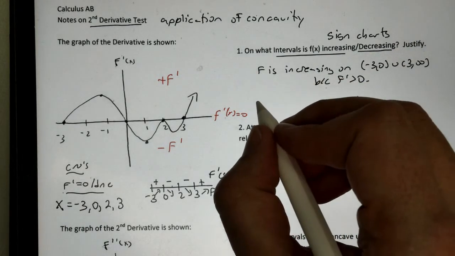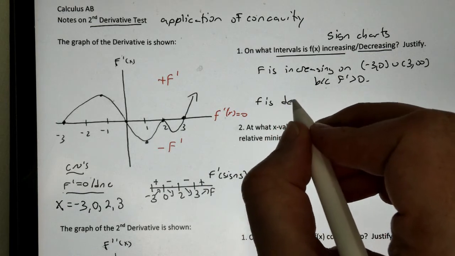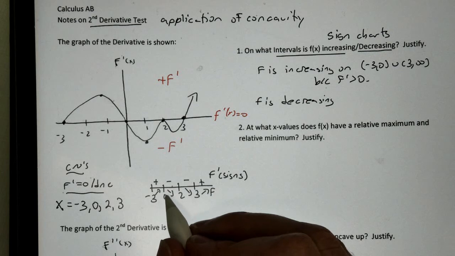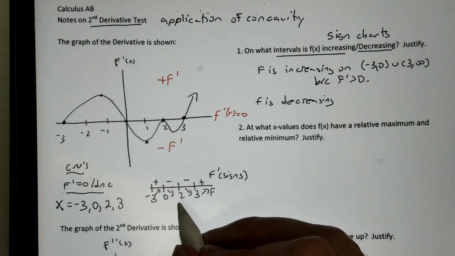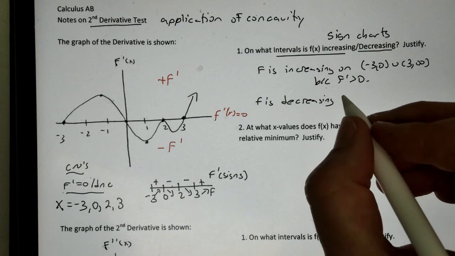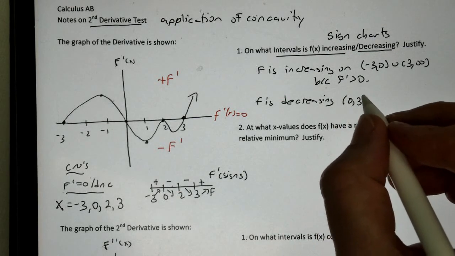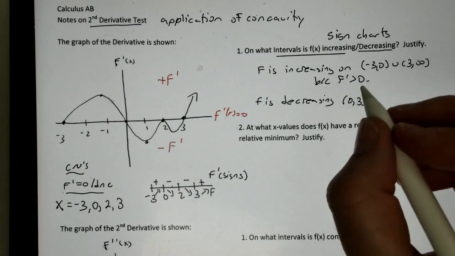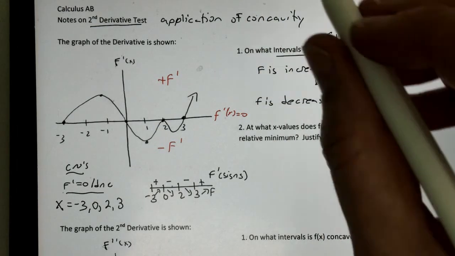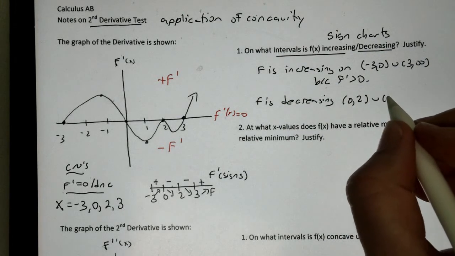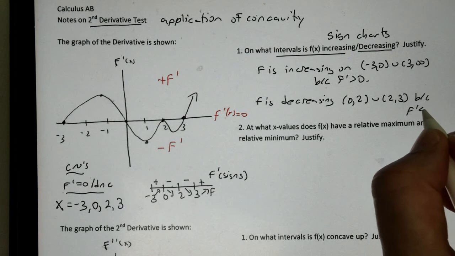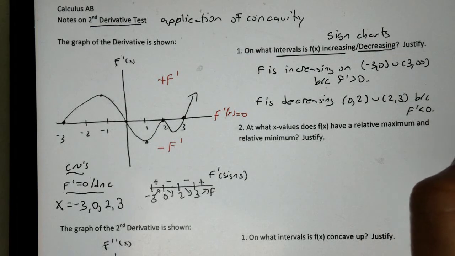For the next one, F is decreasing, and we can name those domains. Where is the slope negative? That looks between 0 and 2, and 2 and 3. Be careful, don't go from 0 to 3. We actually stop at 2. So we go from 0 to 3, or, whoops, I just said don't do that, and I did that. So 0 to 2, or 2 to 3, and that is because our derivative here is less than 0.